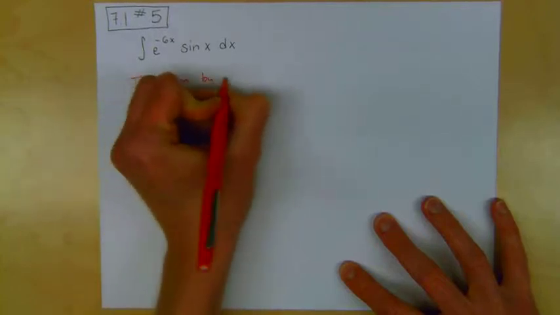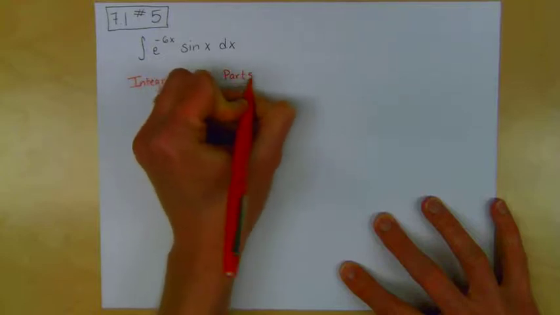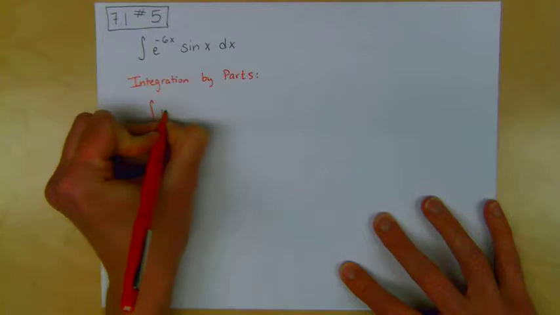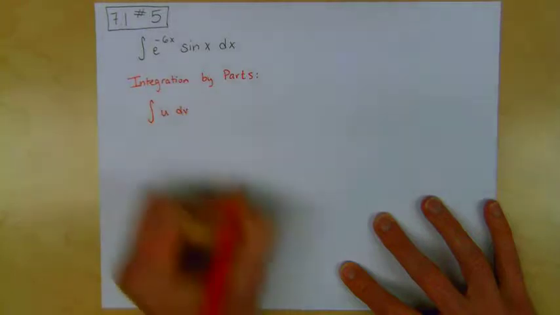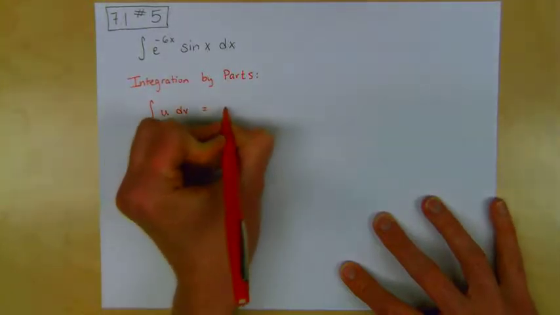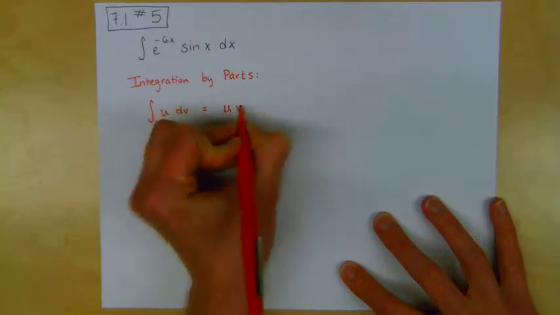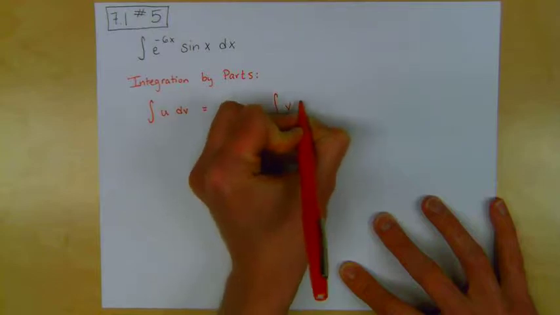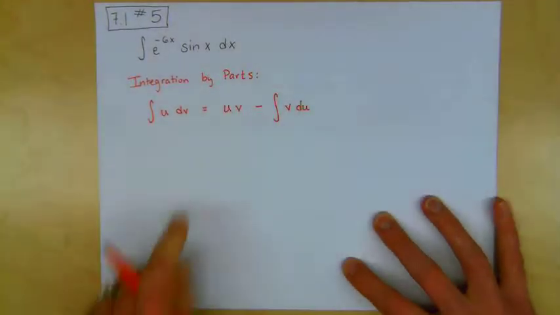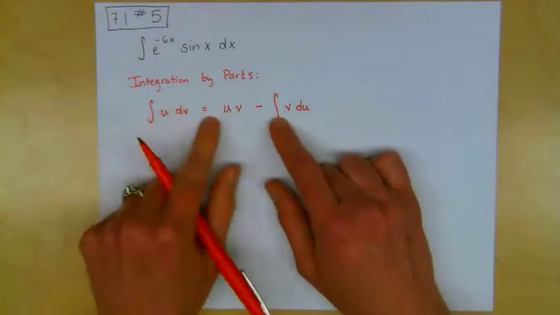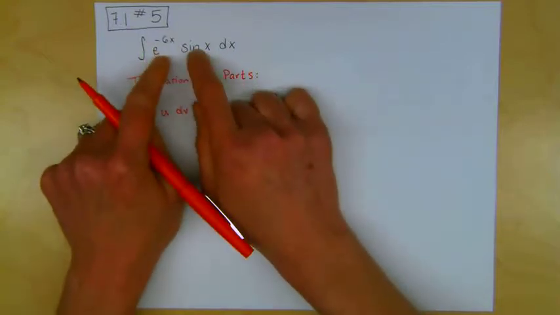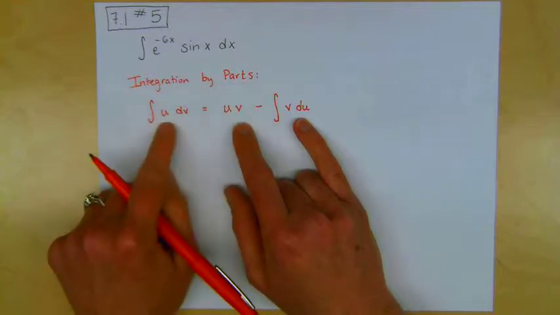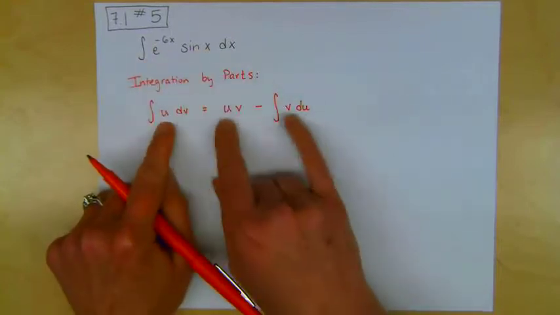And as a reminder, what is the formula for integration by parts? It's the integral of u dv is equal to uv minus the integral of v du. And if you recall from the video, this comes from the product rule. We have a product here. The product rule for differentiation turns into integration by parts when trying to integrate a product.